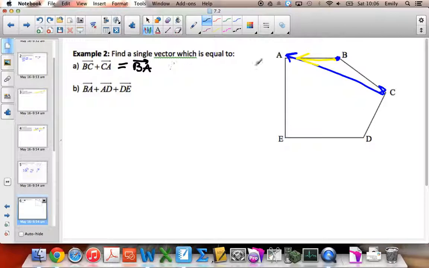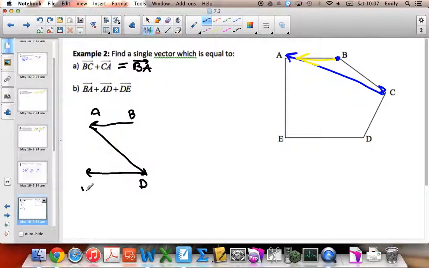All right, let's try again. Now we've got BA. Let's draw it down here. So whoa, that's not a straight line. BA, that's somewhat straight, plus AD, that's going to look down somewhere like that, plus DE comes back this way.